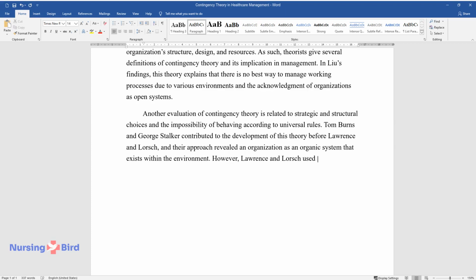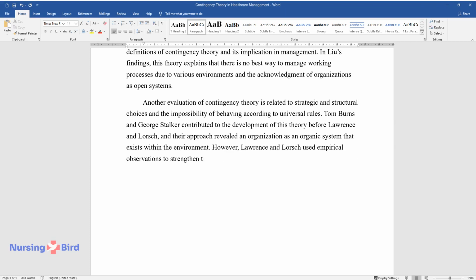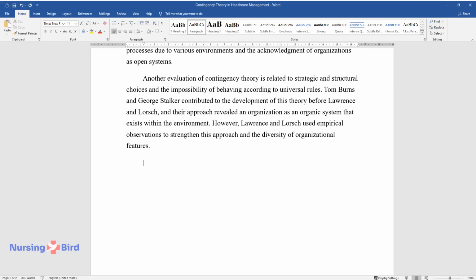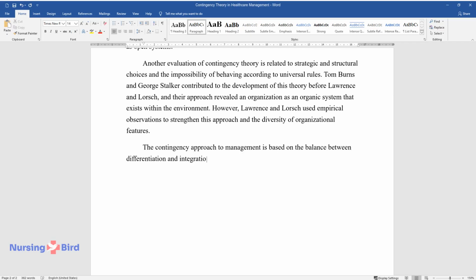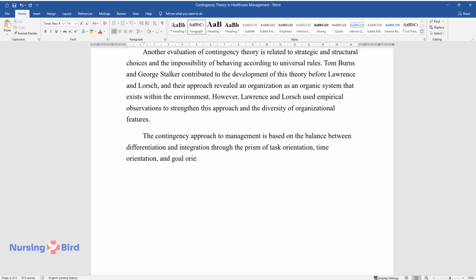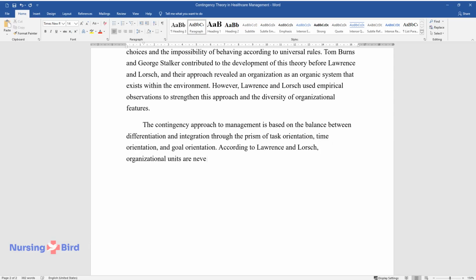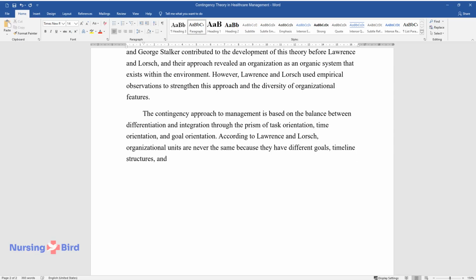However, Lawrence and Lorsch used empirical observations to strengthen this approach and the diversity of organizational features. The contingency approach to management is based on the balance between differentiation and integration through the prism of task orientation, time orientation, and goal orientation. According to Lawrence and Lorsch, organizational units are never the same because they have different goals, timeline structures, and interpersonal relationships.